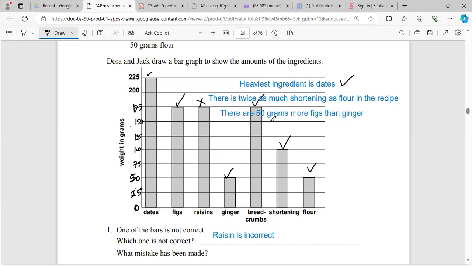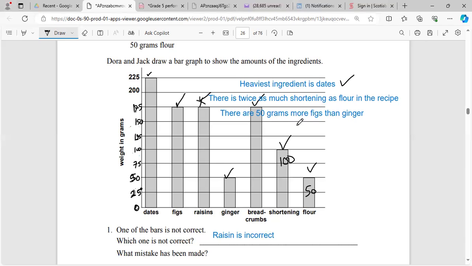There is twice as much shortening as flour in the recipe. Let's explore that. Let's look at the flour. Now the flour is at 50, while the shortening is at 100. So that is correct. The shortening is twice as much. So that means it has to be this.